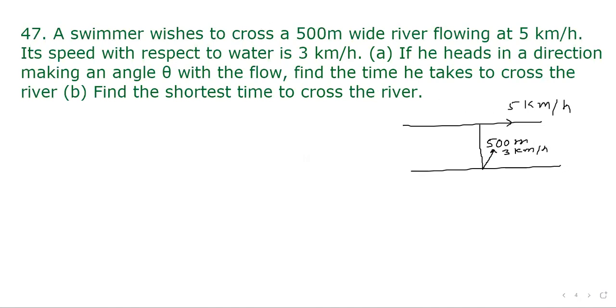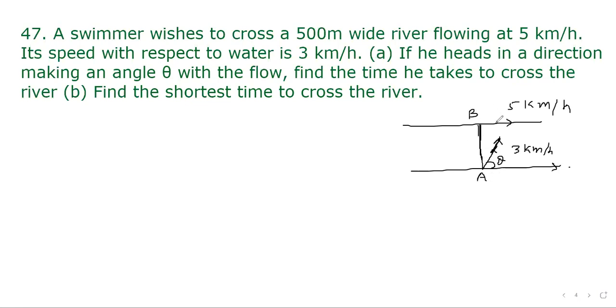So we have to write its components. Suppose this is 3 kilometers per hour. And in our question, the man makes angle theta with the river flow. Suppose the flow direction is this, and this angle is theta. So due to the 3 cos theta component, he will move in this direction. And due to the 3 sin theta component, he will try to cross the river.